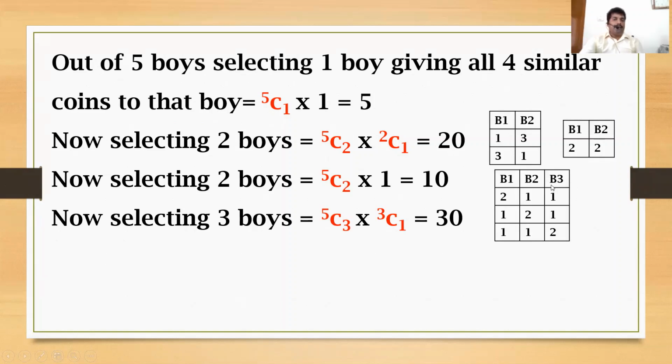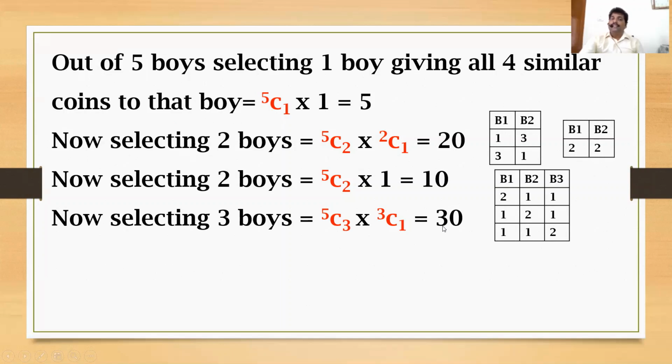3 boys are there. So 2, 1, 1 or 1, 2, 1 or 1, 1, 2. So in this way, we can give these 3. Out of the 3, any one case we have to take, that is 3C1. So 3C1 meaning here 3 cases are there, 2, 1, 1 or 1, 2, 1 or 1, 1, 2. Means selecting 3 boys and giving 4 coins to these 3 boys in 3 ways. Out of the 3, any one we have to select, that is 3C1. So 5C3 into 3C1, its value is 30.